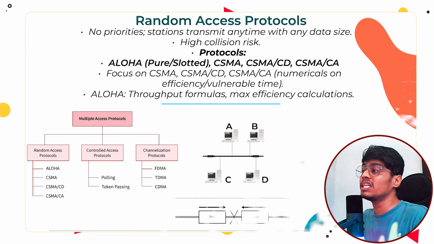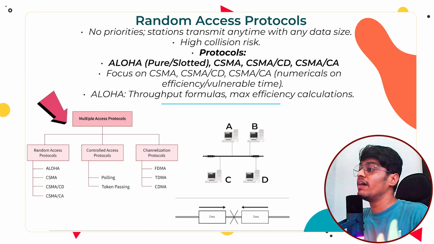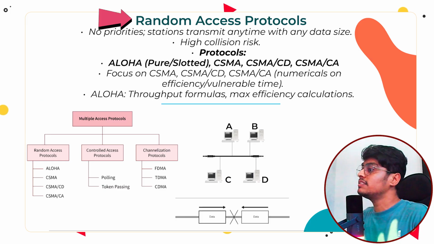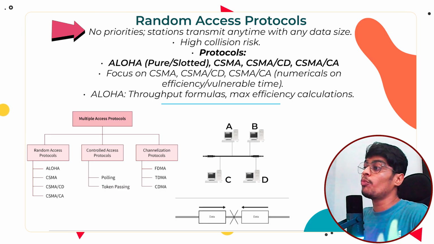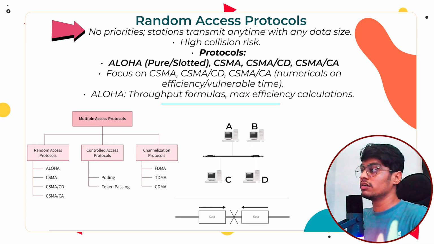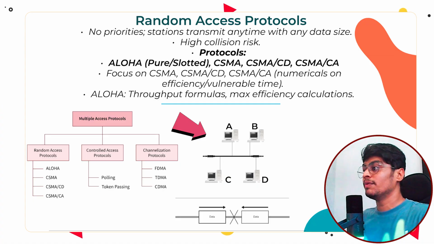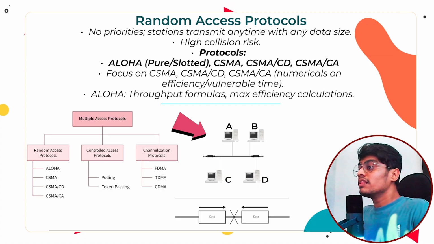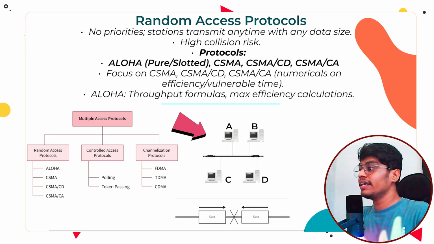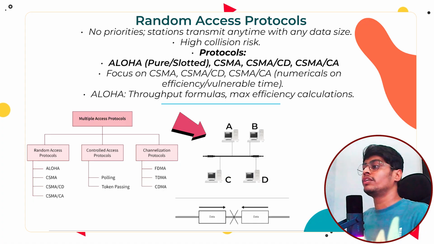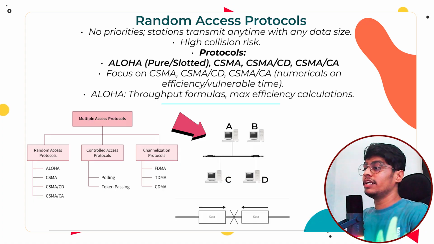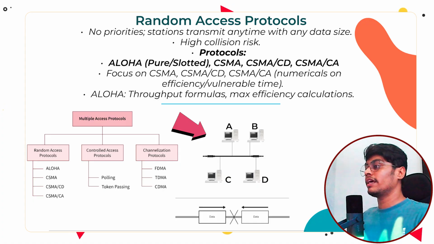Now we have three main categories in which we divide these protocols. The first category is random access protocols. Random access protocols means there is no priority system. In a scenario with stations A, B, C, D, the priority of all four stations is exactly the same. The second characteristic is that these four stations can send data at any time. There is no scheduled turn system, like now it's A's turn, now it's B's turn, nothing like that.